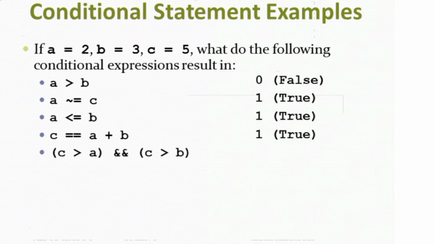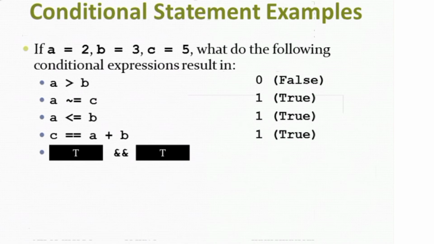Now starting to combine some of these logical operators, we have c is greater than a and c is greater than b. So let's break this down into two parts. c greater than a, so 5 is greater than 2, so our first part is a true. 5 is also greater than 3, so the second part is a true, and we have an and, so true and true would give us a true.